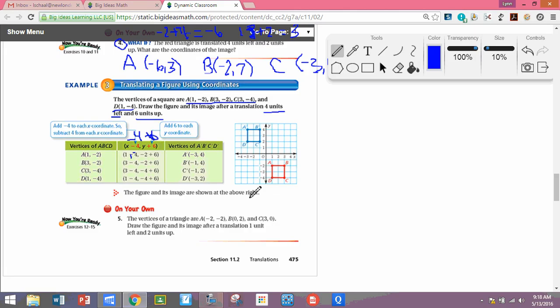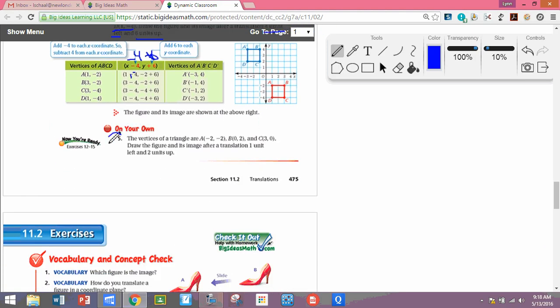So for number 5 here, I would like you to pause your computer and do number 5. I want you to try to do number 5 mathematically, because I think that would probably be the best for you. So pause your computer, do number 5, and then come back.